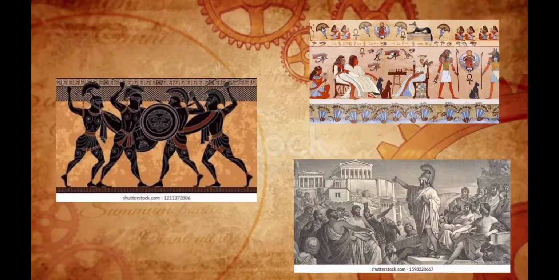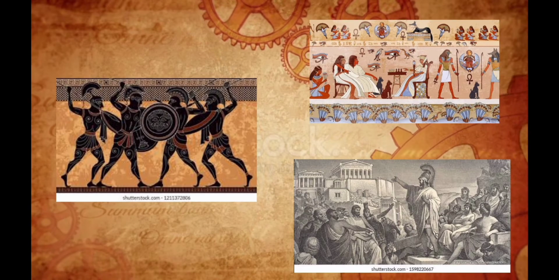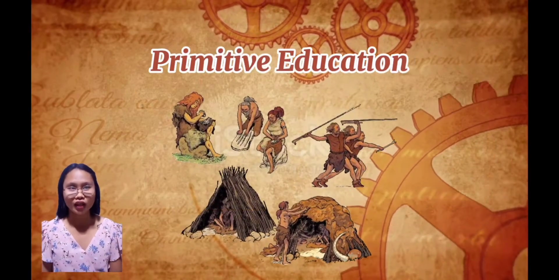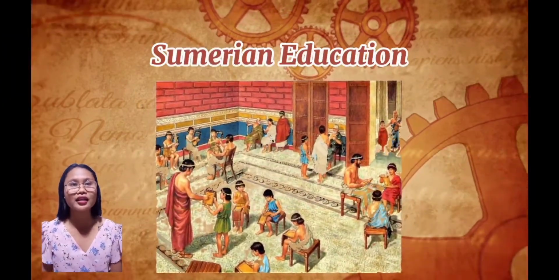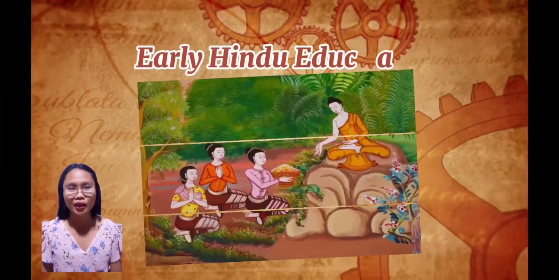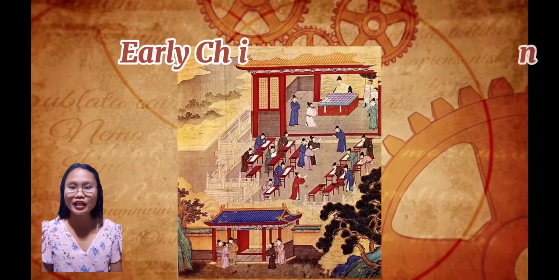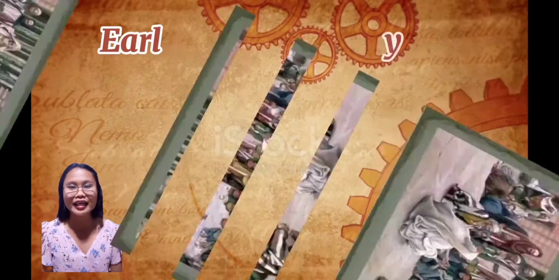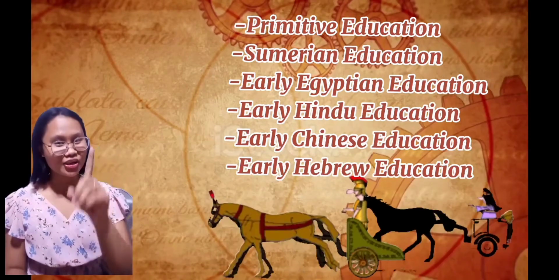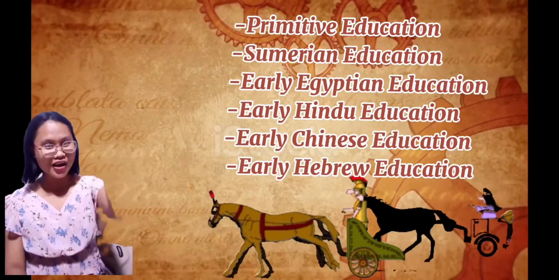In the ancient times, there were different eras of education. And these are the following: the primitive education, the Sumerian education, the early Egyptian, the early Hindu, the early Chinese, and the early Hebrew education. Therefore, to know this all, let's travel back to ancient times. Are you ready? Let's go!